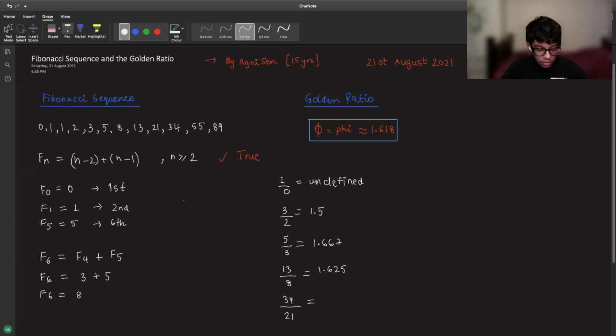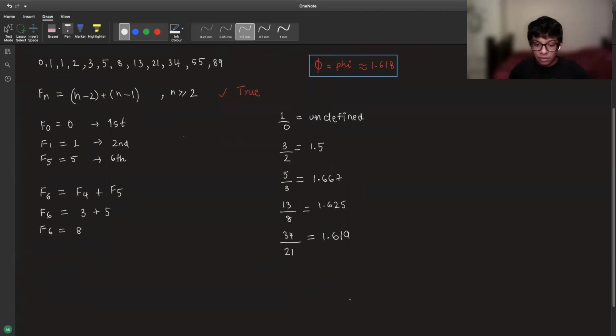If we go further and go on to 34 divided by 21, we get the answer as, let's just put this into the calculator, 1.619. And if we go one step further of going 89 divided by 55, we get our answer as 1.618 recurring. Okay, now as this is happening, we begin to see an interesting trend down the Fibonacci sequence. We begin to see that the ratios between consecutive terms of the Fibonacci sequence get closer and closer to the golden ratio as the terms get bigger and bigger.